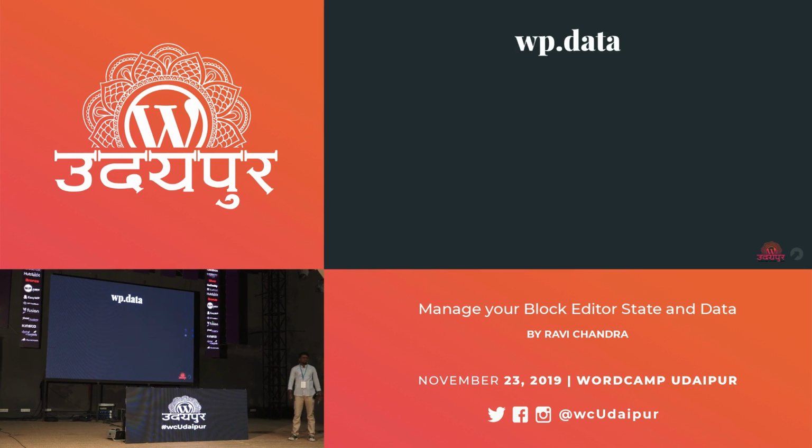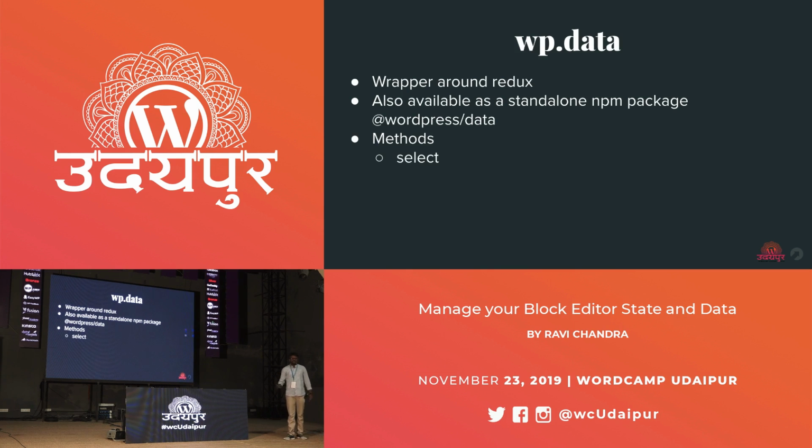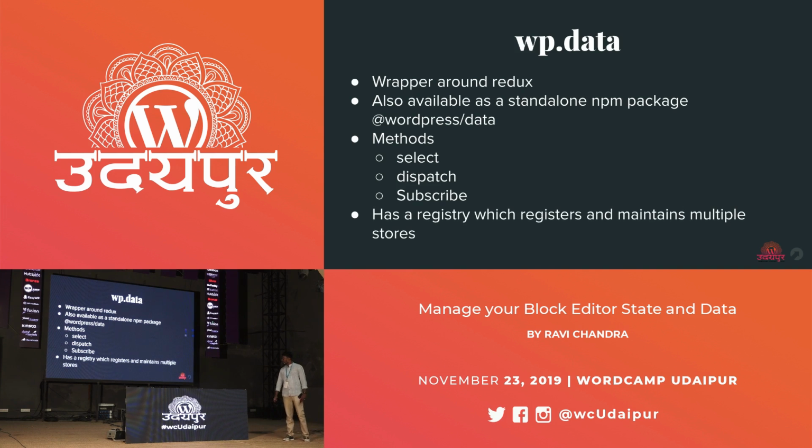Now let's revisit wp.data. It's a wrapper around Redux. It's also available as a standalone NPM package at WordPress/data. There are three important methods of wp.data. Select, which would let you access the different selectors. Dispatch, which would let you dispatch actions. And subscribe, which would let you subscribe to different events. It also has a registry, which registers and maintains multiple stores.